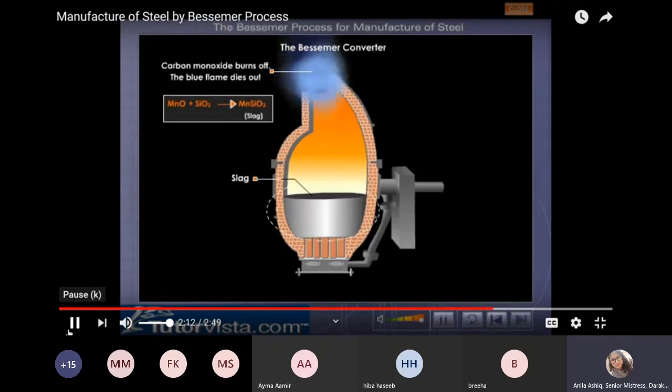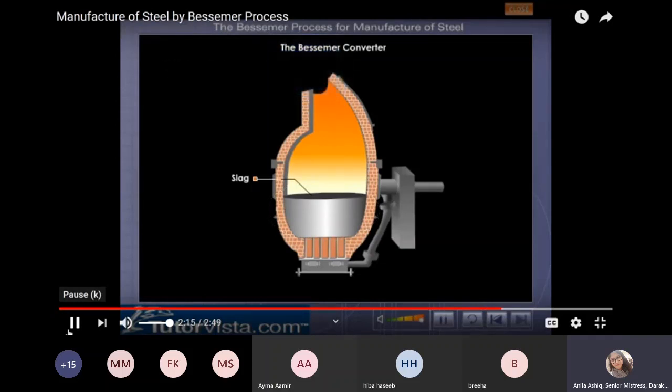When all the carbon monoxide burns off, the blue flame dies out. So here's the thing: when the blue flame dies out, that means all of the carbon monoxide has been burned and the impurities have been removed. A required amount of carbon and manganese is added in the form of spiegeleisen, an alloy of iron containing carbon and manganese. Homogeneous mixing of the alloy with molten iron is ensured by prolonged entry of the hot air. Carbon and manganese are added in the form of alloys into the iron.